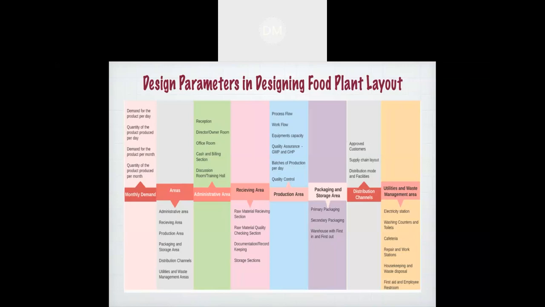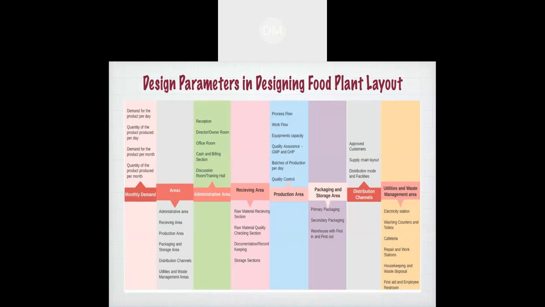For example, suppose receiving areas: the raw material receiving section, raw material quality checking section, documentation record keeping section, and storage section. So on the basis of quantity of raw material, the availability of raw material per day, suppose 50 ton or 100 ton per day, that time more area is required for storage and receiving of raw materials, and to prepare the record for future documentation and record keeping.